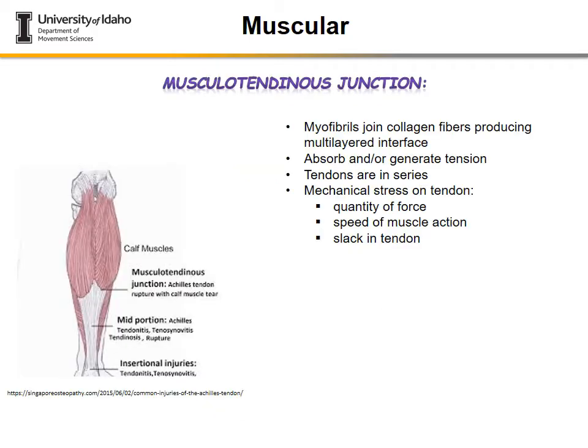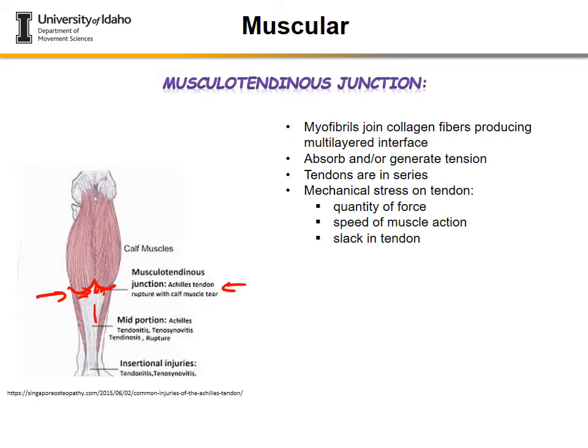So another component is the musculotendinous junction. This is where the myofibrils join the collagen, producing a multi-layer interface. This is absorption and generation of tension, and the tendons are in series. So this musculotendinous junction is right here, the moment where the gastroc meets the tendon. It's right at that point where you have that transfer of force production from the gastroc into the Achilles tendon.